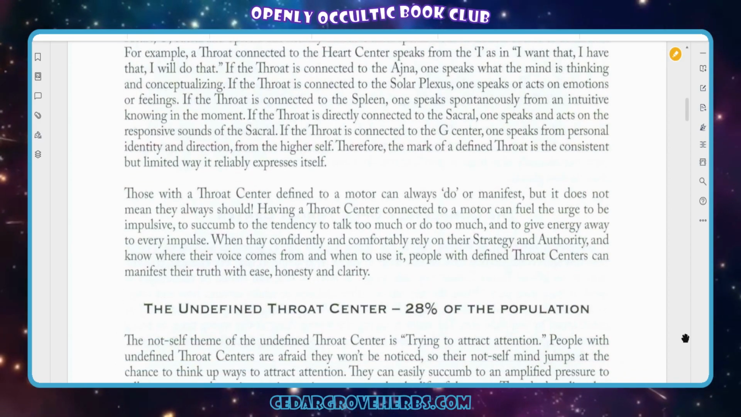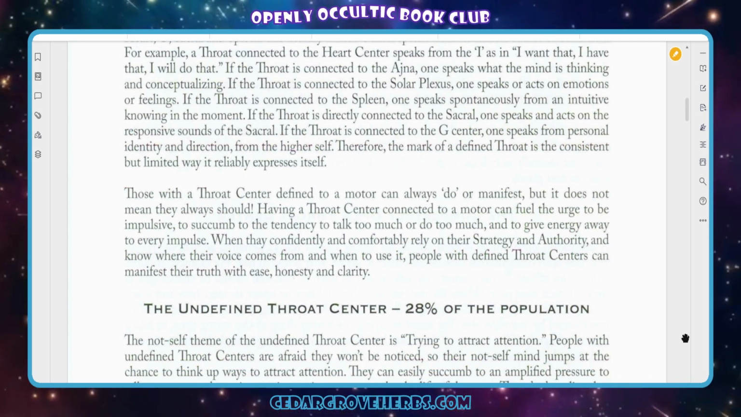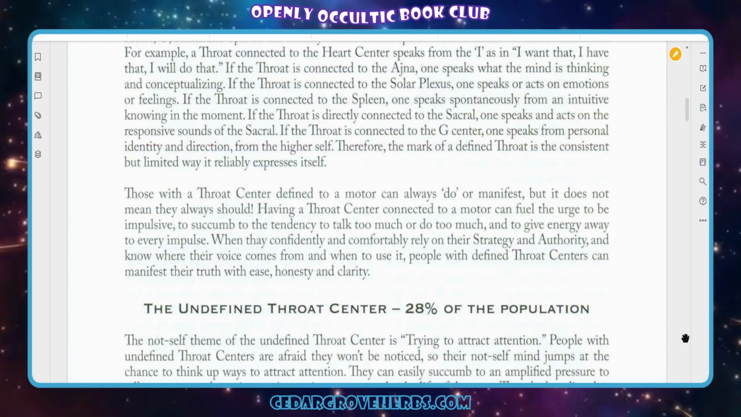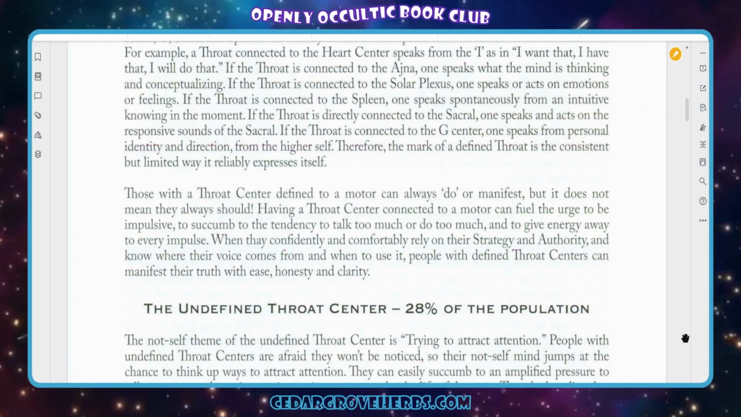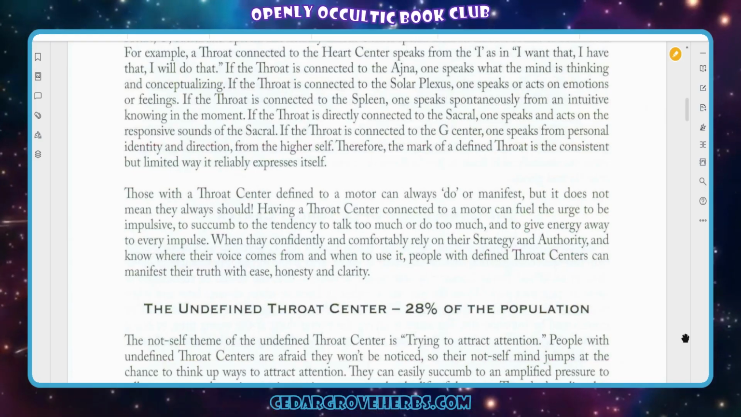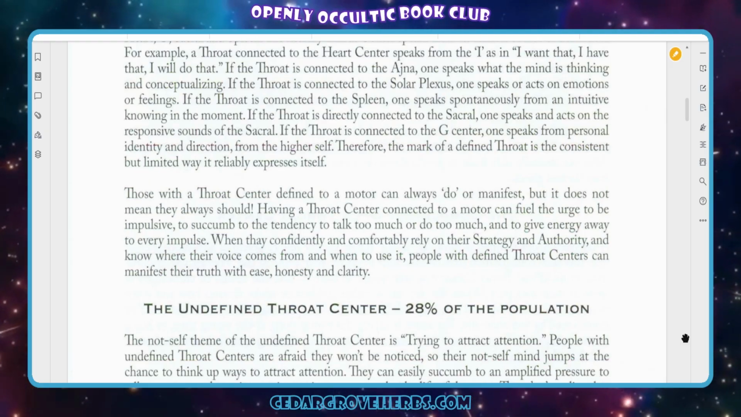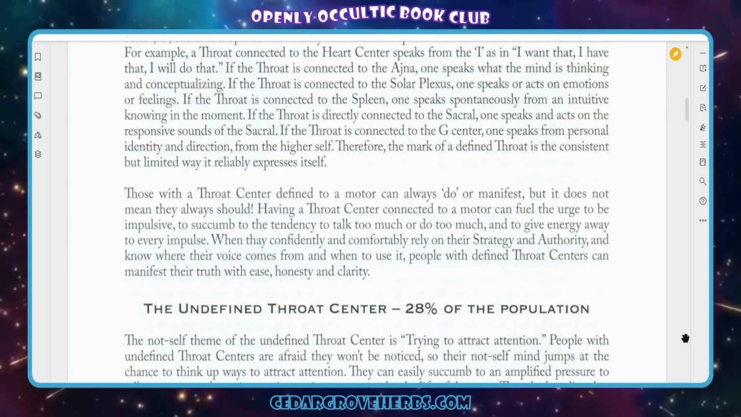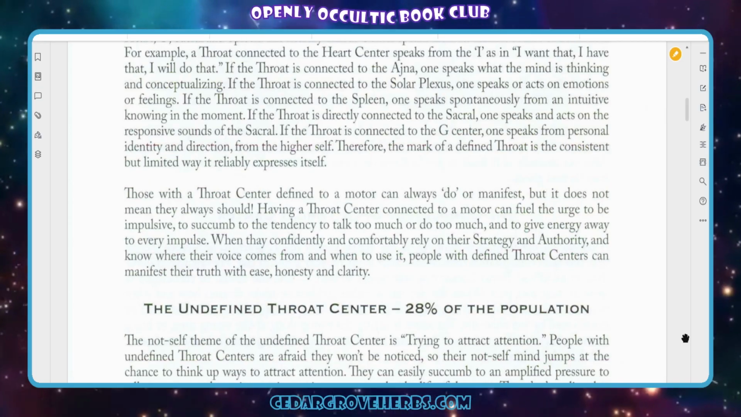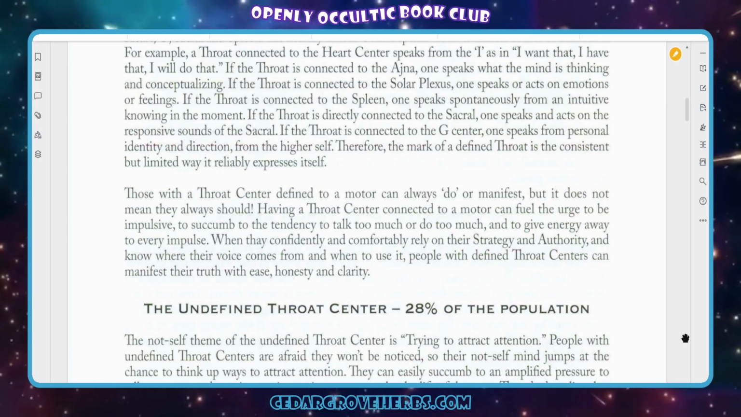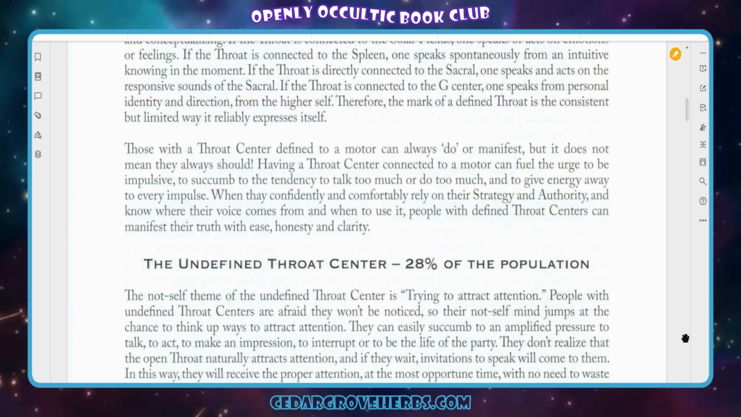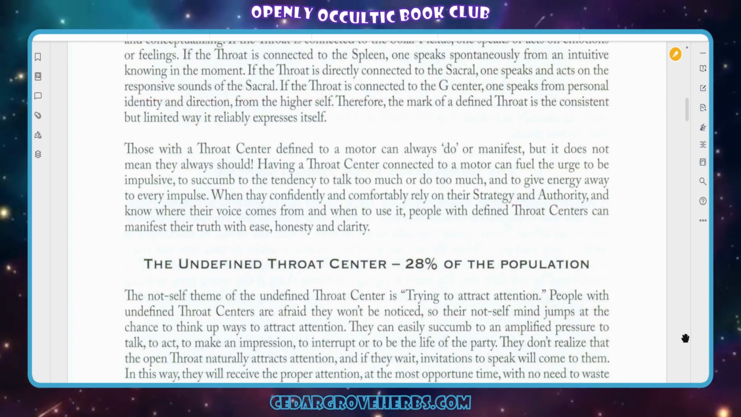Those with a throat center defined to a motor center can always do or manifest, but it does not mean they always should. Having a throat center connected to a motor can fuel the urge to be impulsive, to succumb to the tendency to talk too much or do too much, and to give energy away to every impulse. When they confidently and comfortably rely on their strategy and authority and know where their voice comes from and when to use it, people with the defined throat centers can manifest their truth with ease, honesty, and clarity.